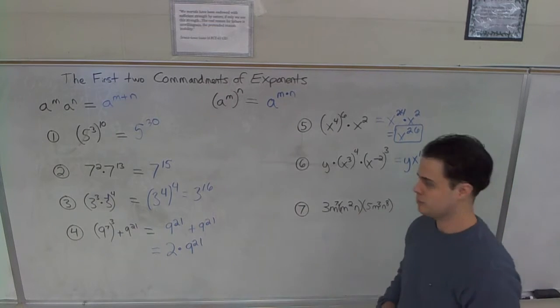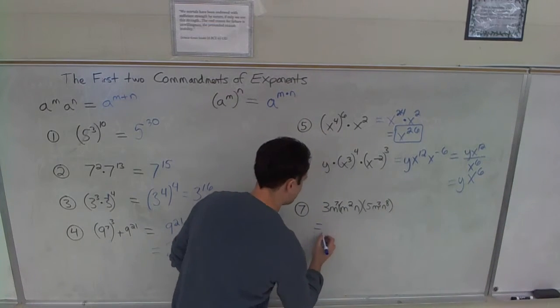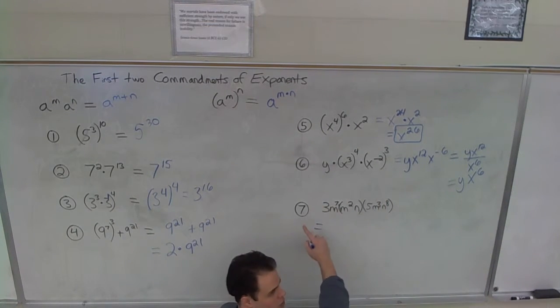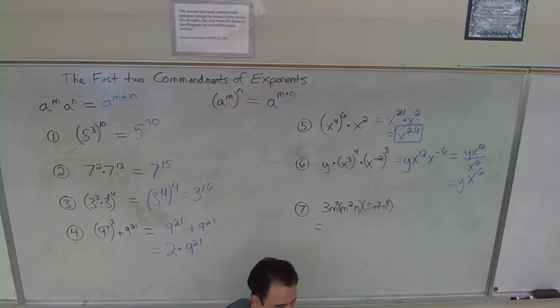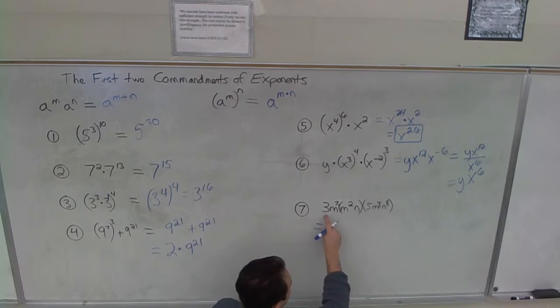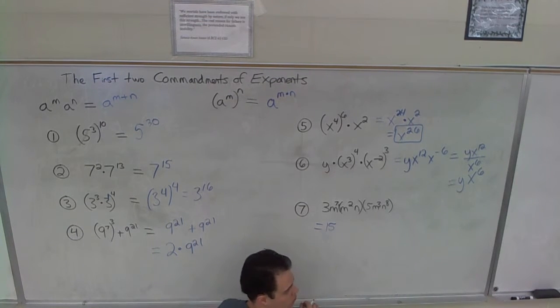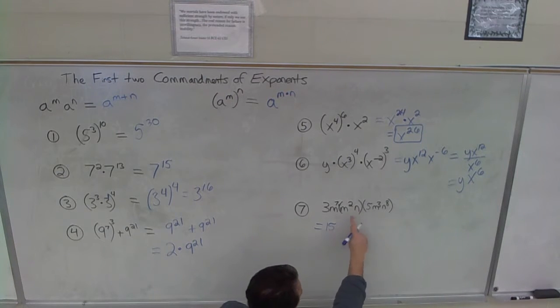Here's one last one. So everything's multiplied. If you've got everything multiplied and there's some numbers in there, take care of your numbers first. You know what I mean? So I've got a 3 and a 5. That's 15. It's all multiplied. Then I'm going to put my stuff that's the same together.